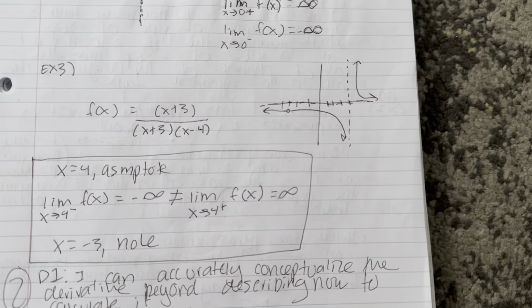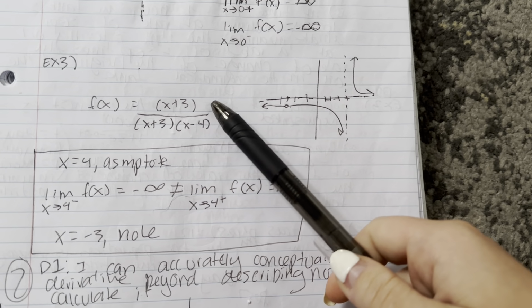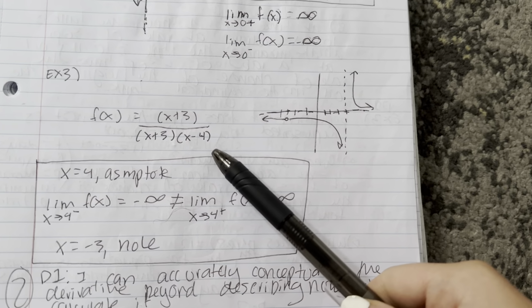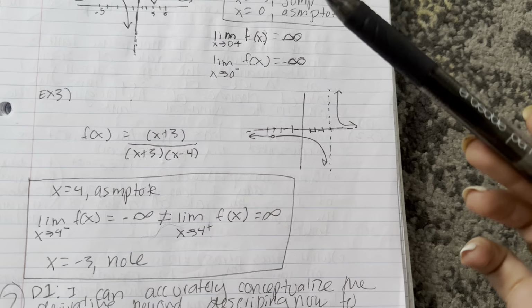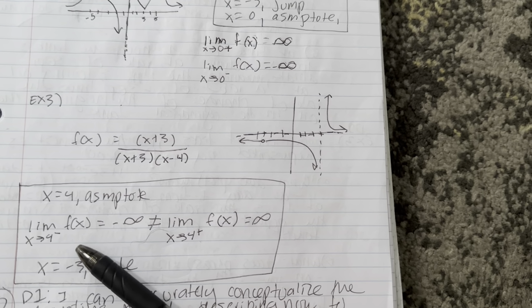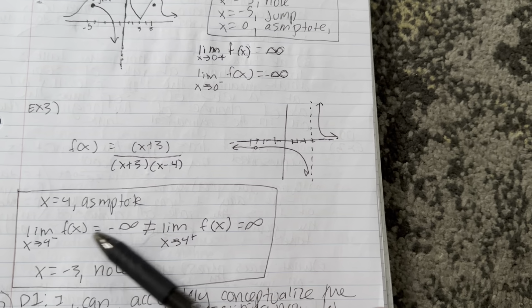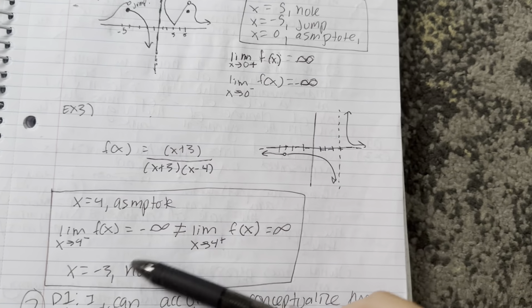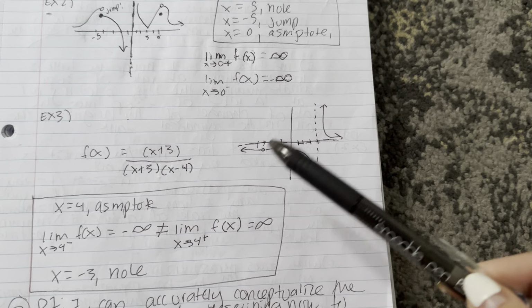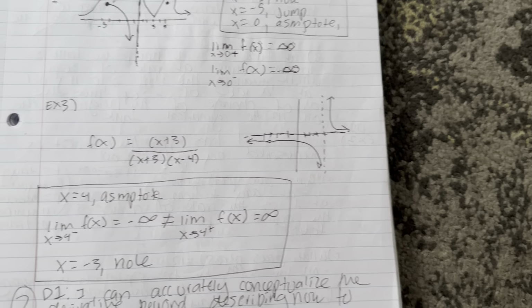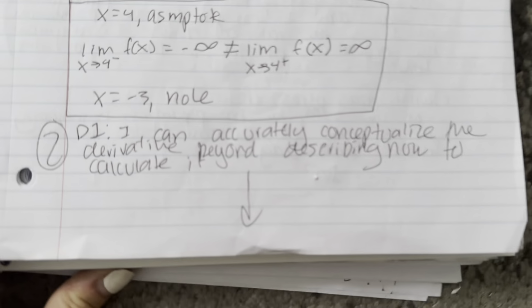The next example says that f of x equals (x plus 3) over (x plus 3)(x minus 4). And we know that there is an asymptote at x equals 4. And then we take the limit of f of x as x is approaching 4 from the left and the right. And this is -infinity, this is positive infinity. They do not equal each other, so we know that there is an asymptote here. And then we know that at x equals -3, the function is not continuous, and there's a hole in the function.